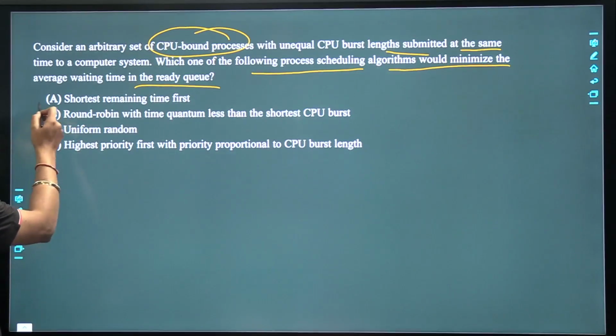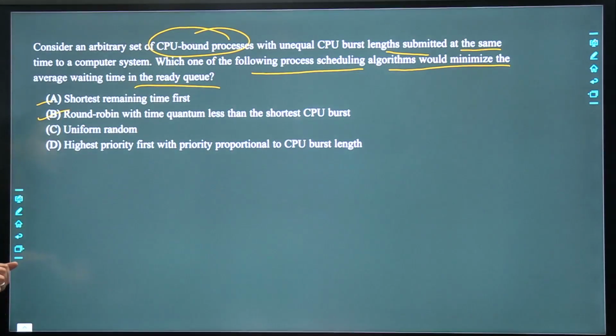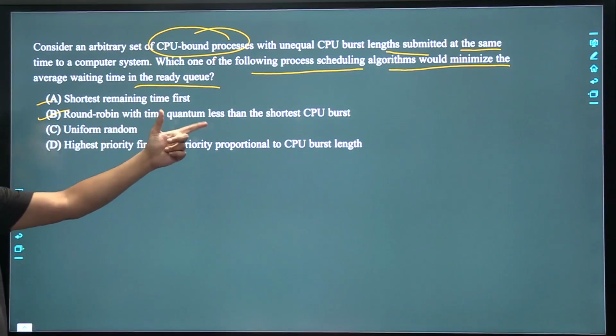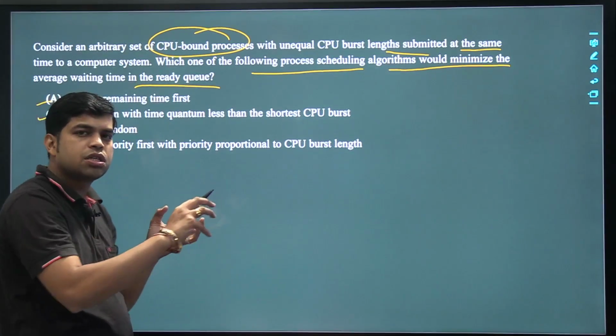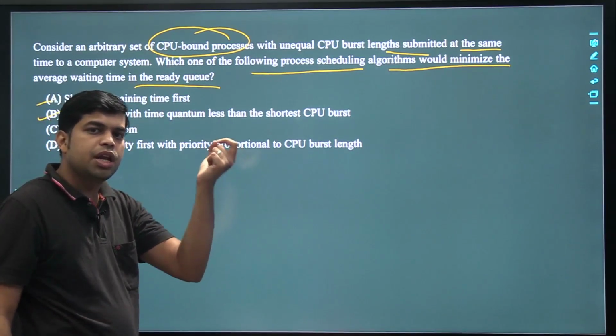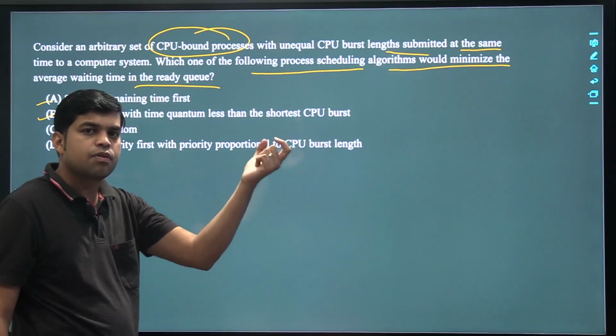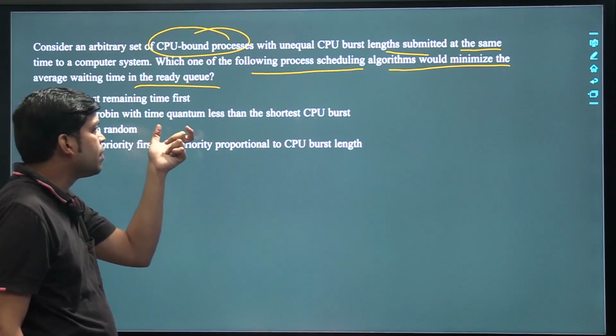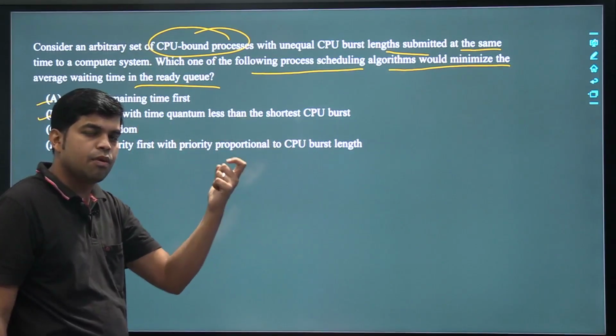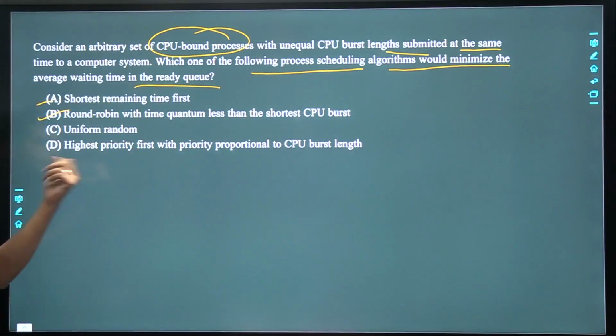Shortest remaining time first, or round robin with a time quantum less than the shortest CPU burst. What is the meaning of that? If there are n processes, out of those n processes, take the process with the minimum burst time; we use a time quantum, or time slice, that is less than that minimum burst. Got it? It means we use a minimum time slice.